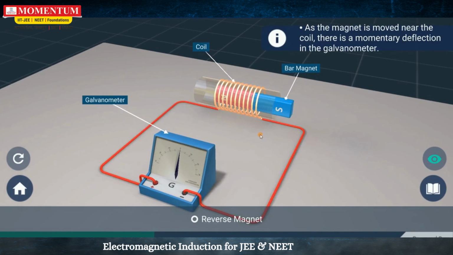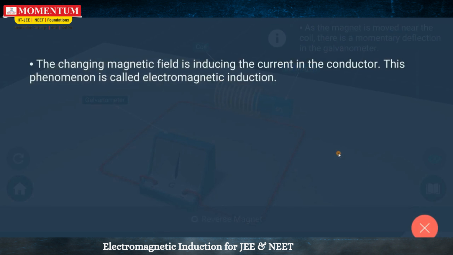Motion of the magnet is responsible for the changing magnetic field. This changing magnetic field is inducing the current in the conductor. This phenomenon is called electromagnetic induction.